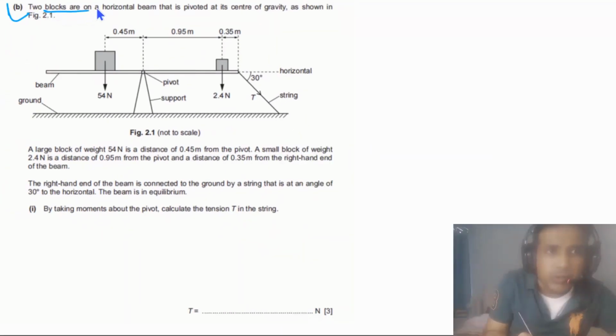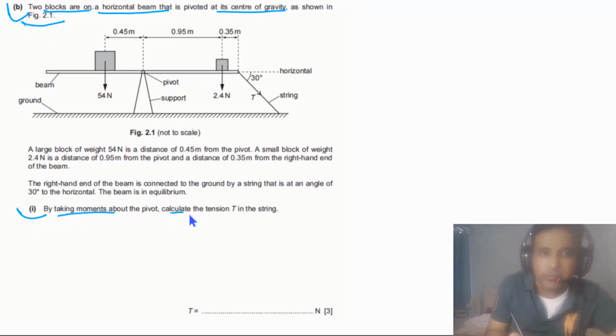Part B says two blocks are on a horizontal beam that is pivoted at its center of gravity as shown in figure 2.1. Part B1 says by taking moments about the pivot calculate tension T in the string. So for this question simply we need to take moment about this point and we need to calculate value of T. So if you look at moment due to the weight of this block, this moment has to be counterclockwise, and moment due to weight of this block has to be clockwise. And tension is acting at an angle, so tension has two components, so we can resolve into two components. It has one horizontal component and it has one vertical component.